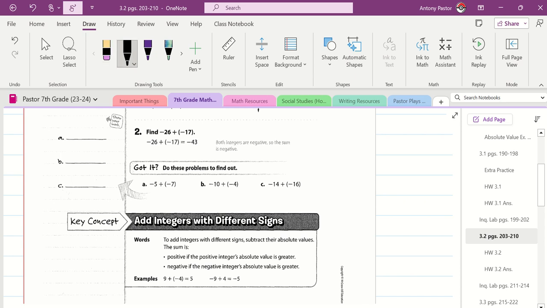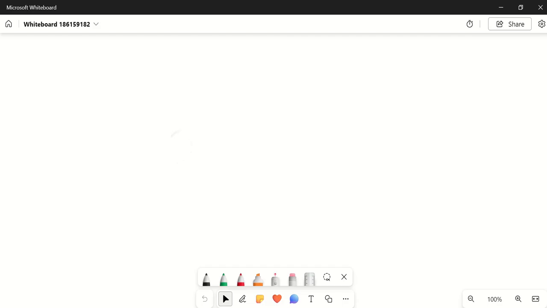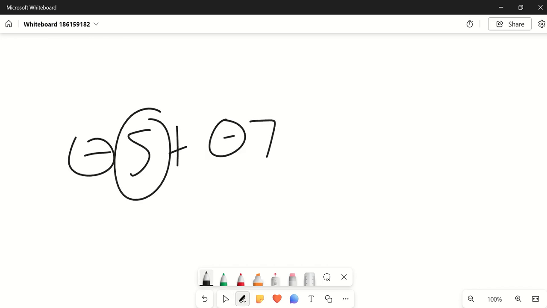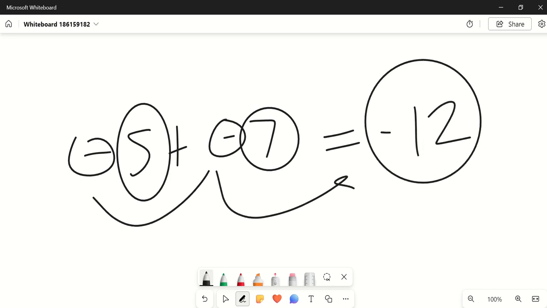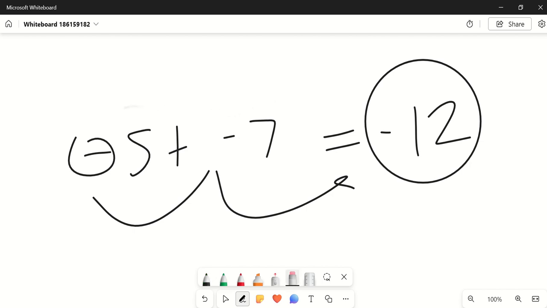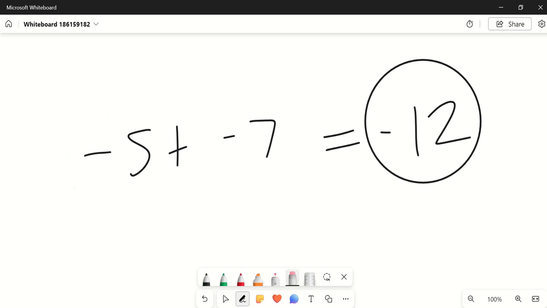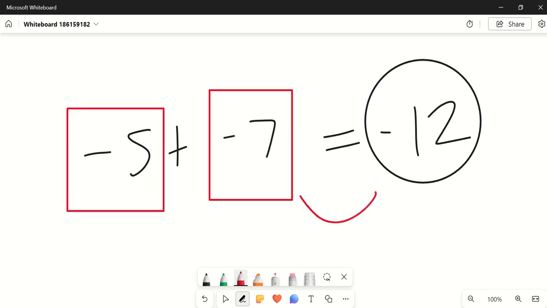So our example is negative 5 plus negative 7. If I ignore the negatives here and just do 5 plus 7, that will give me 12. And then we're going to throw the negative back in, which would give me negative 12. Or, again, another way of thinking about it is you already owe somebody $5, but now you owe somebody else $7. Now you owe a total of $12.